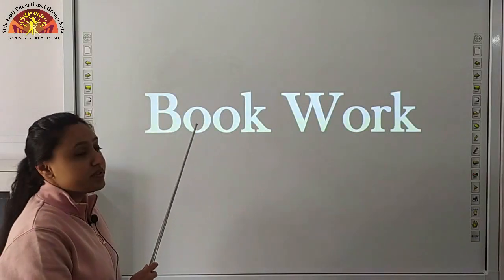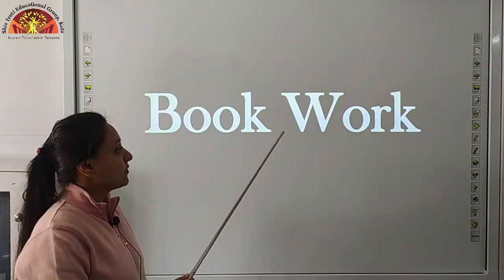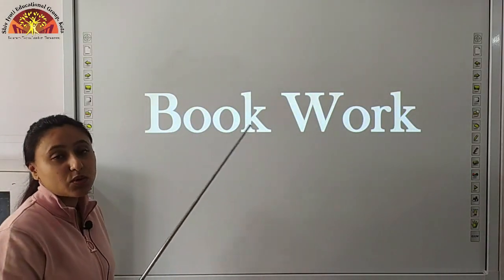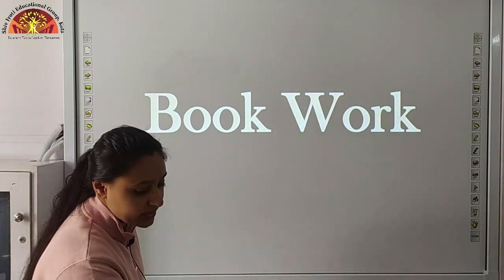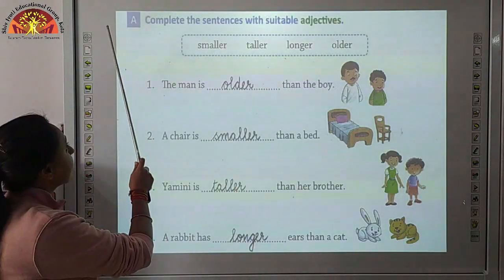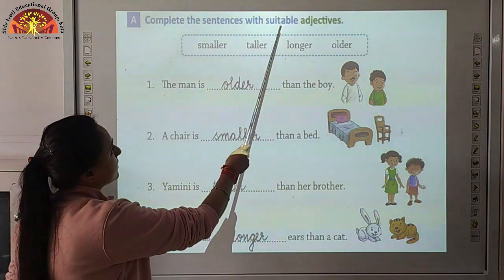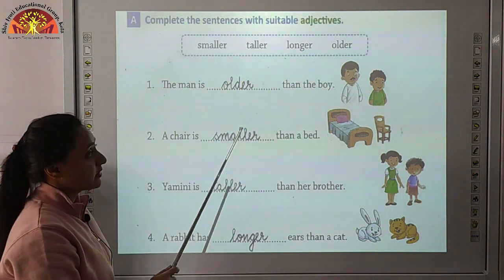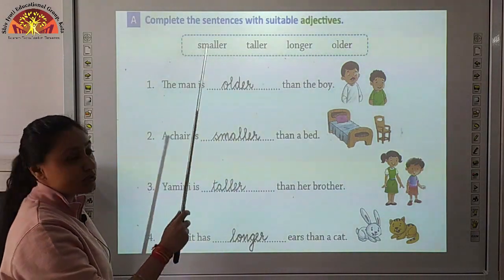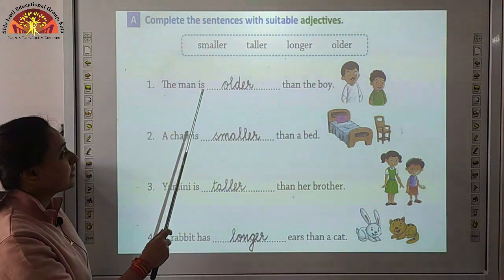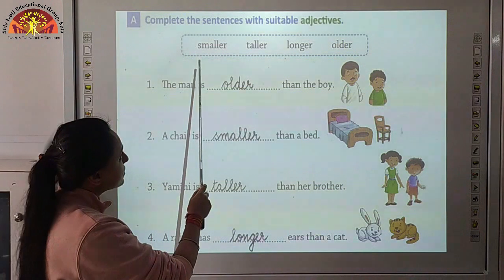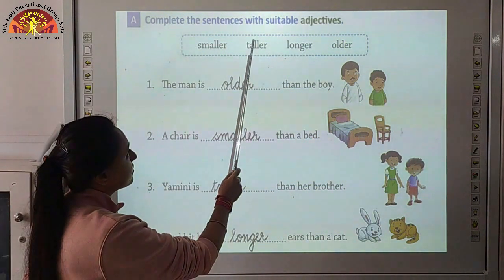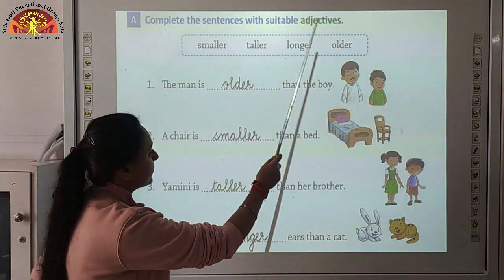Okay. Children, now we will do book work of chapter comparison. Okay. So open your book and take out page number 25. Question A, complete the sentences with suitable adjectives. So children, you have to compare between two articles, two objects, then you have to choose the correct adjective and fill in the blank. Adjectives given to you are smaller, taller, longer, older.